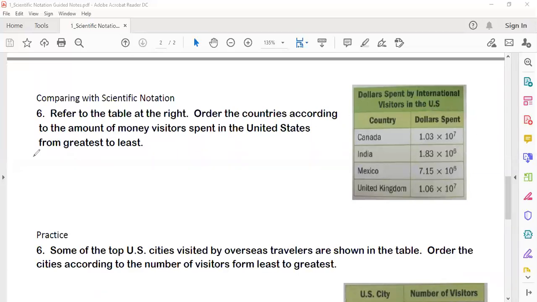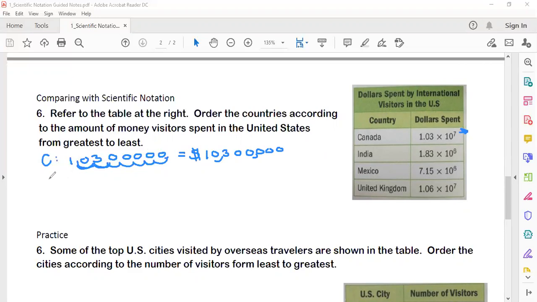So we're gonna start with Canada, okay? Canada is 1.03 times 10 to the 7th. So 10 to the 7th means we're gonna move 7 to the right. So I'm gonna move 1, 2, 3, 4, 5, 6, 7. So I'm gonna put in 5 zeros here because these 2 took care of the first little divots. And so the decimal goes back here. So people that visit from Canada spend $10,300,000.